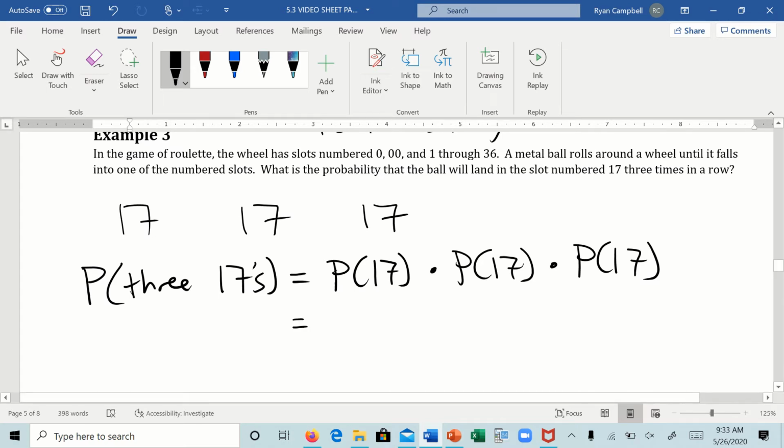All right. So what's the probability of a 17? It is not 17 out of 36. First of all, out of all of these numbers, 0, 00, 1 through 36, how many times does 17 occur? Just one time. So 17 occurs one time out of how many numbers? Well, 1 through 36 is 36 numbers, 37, 38. So 1 out of 38.